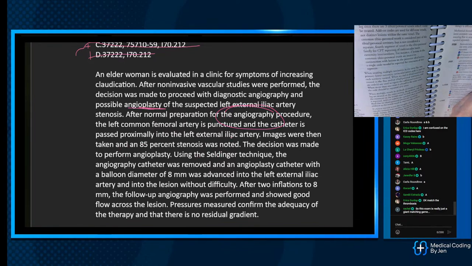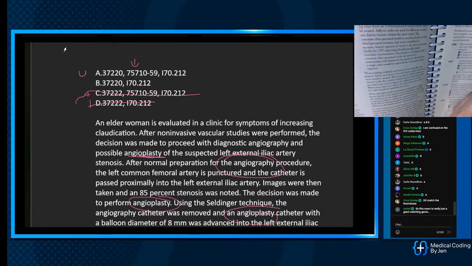Yep. Plasty done. Plasty done, with a follow-up graphy again. So we've got them both done. So I guess we're going to do both of them. Yeah. We're going to do A again. All these answers seem to be A.